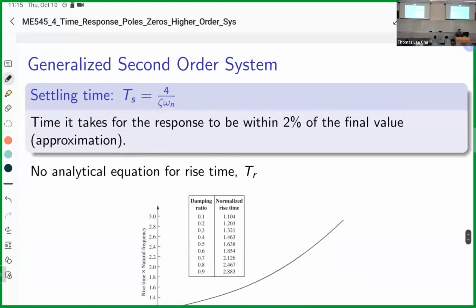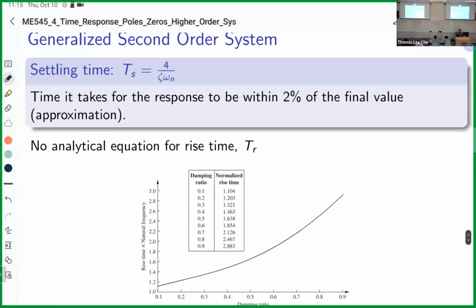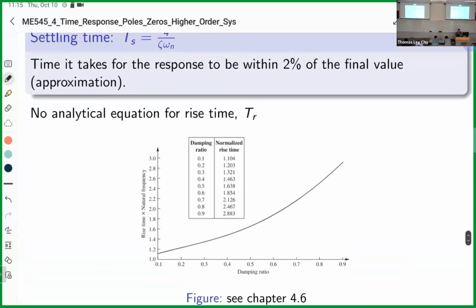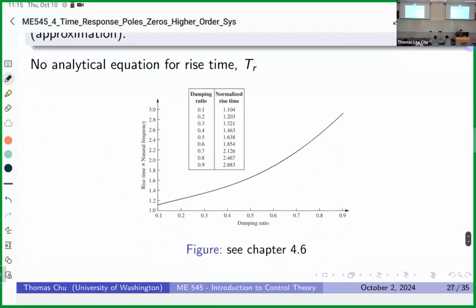Finally, settling time is going to be 4 divided by zeta times omega n. And this is actually just an approximation. It's not exact, but I would say it's close enough. And then there's no analytical equation for rise time.